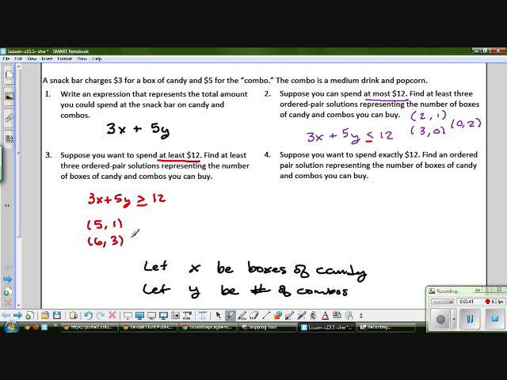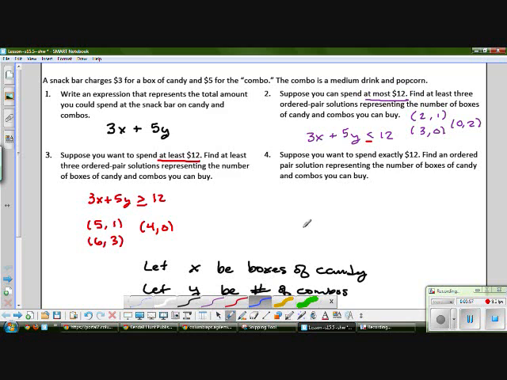Here's one that should be kind of cool. What if I go to 4? 4 times 3 is 12, which is already the same as 12. So I could even pair that with 0 and still actually hit my target. Now here's a good question. I want to spend exactly $12. Okay, crazy guy. I want to spend exactly $12.